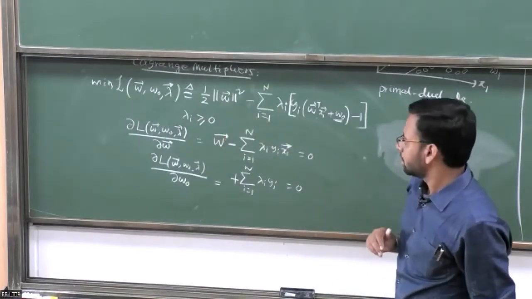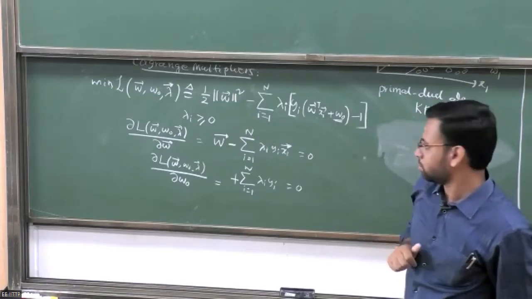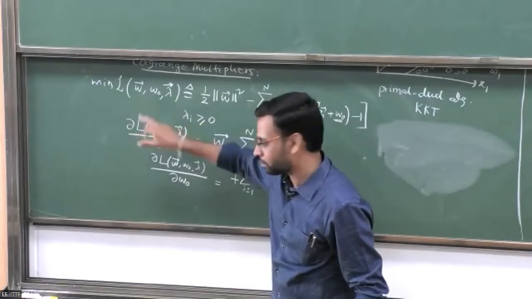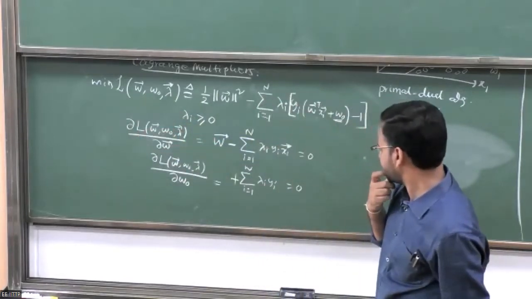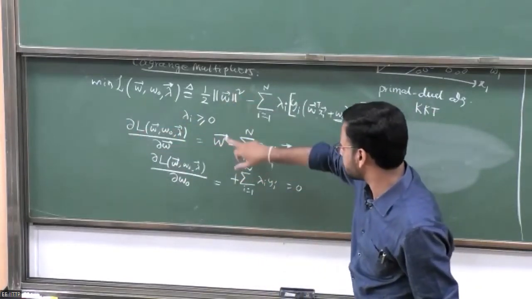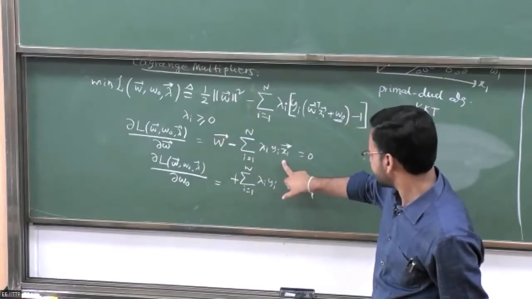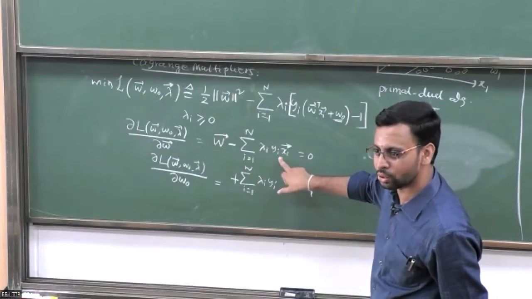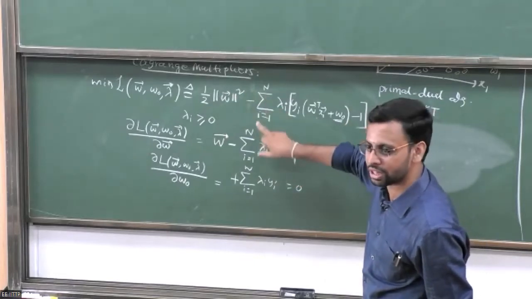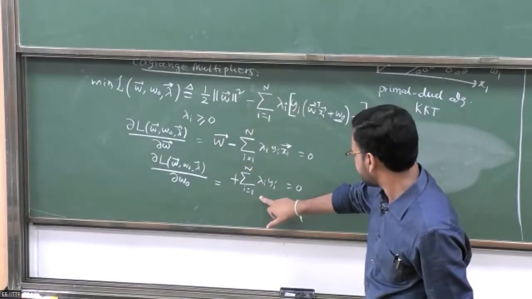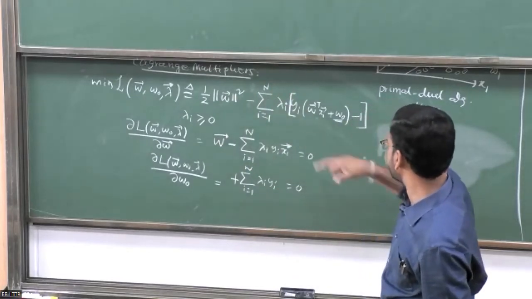Now, what is the next step? It is to get rid of this w bar and w naught. Can I get rid of them? This w bar, if I substitute, see here, from here, can I not compute w bar? Does it have w naught? No. So if I substitute here w bar and w naught, I could get rid of that. Summation lambda i yi is equal to 0.